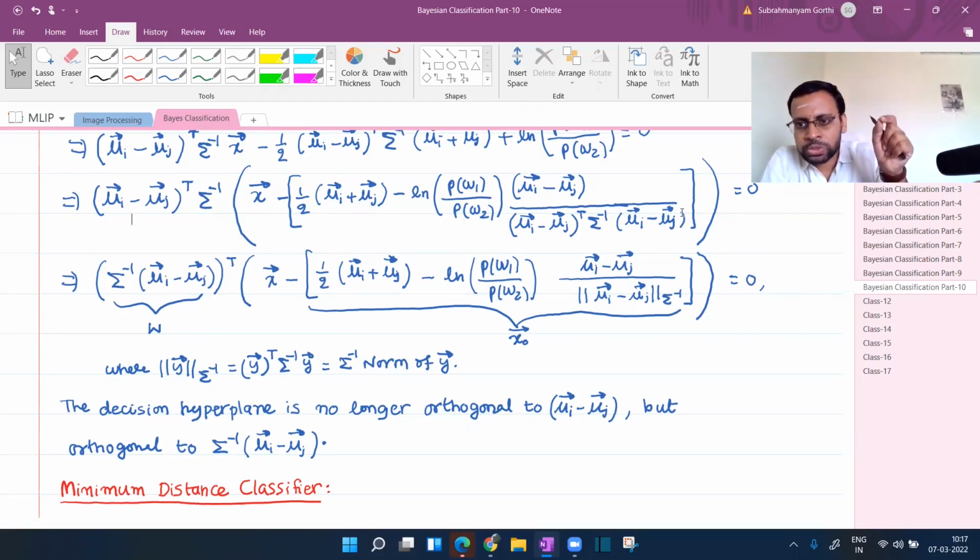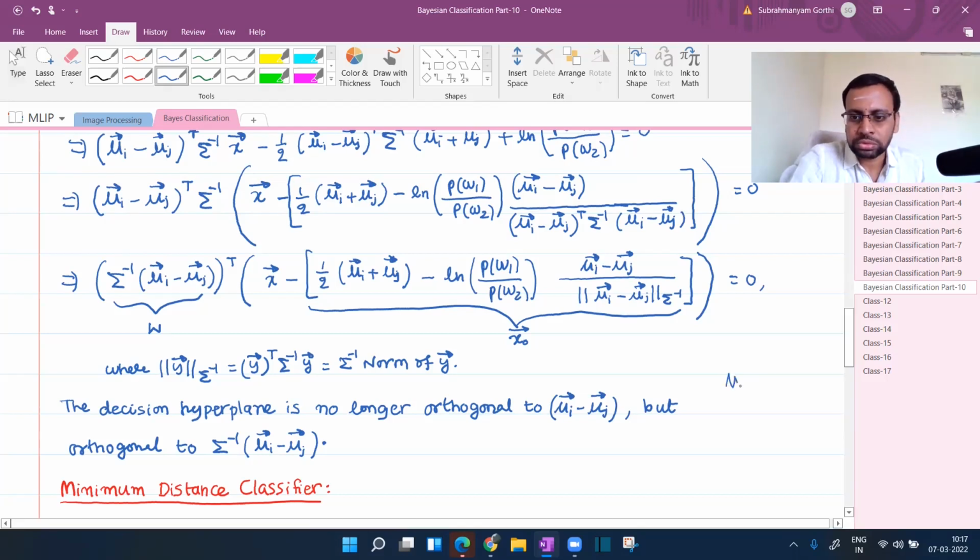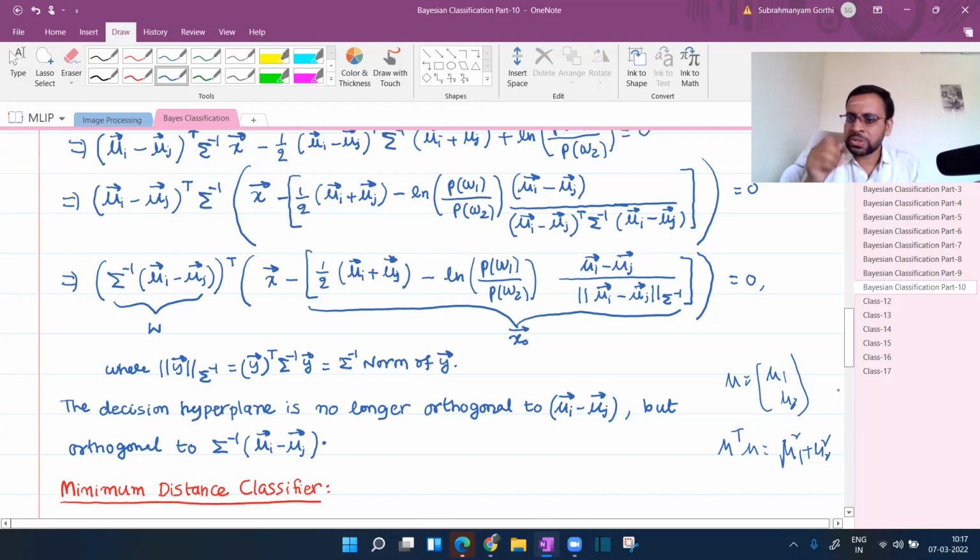So mu bar transpose into sigma inverse into mu bar. Forget sigma inverse: mu bar transpose into mu bar is nothing but mu1 square plus mu2 square. So all the corresponding elements in that matrix, you square and sum them up. Suppose I have mu equal to that one, these are not vectors now, scalars. Now mu transpose mu will give me mu1 square plus mu2 square. So that's nothing but L2 norm square.